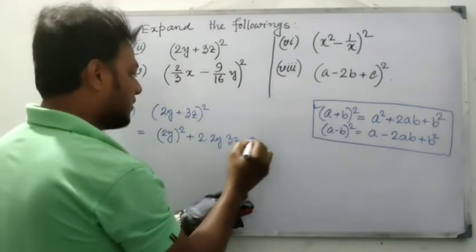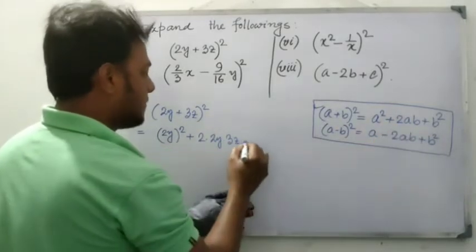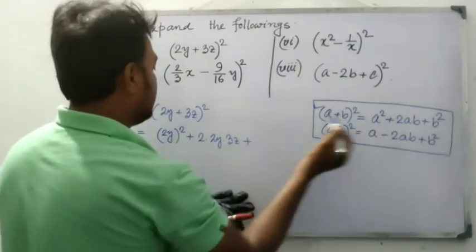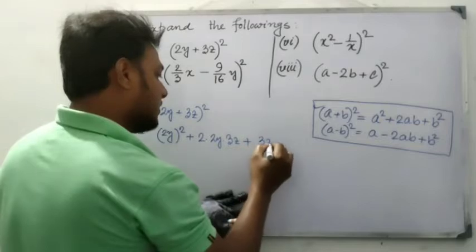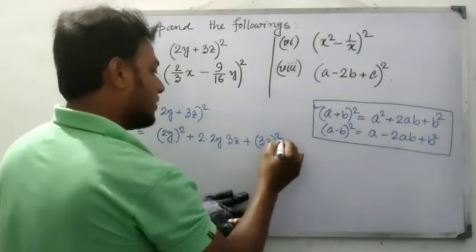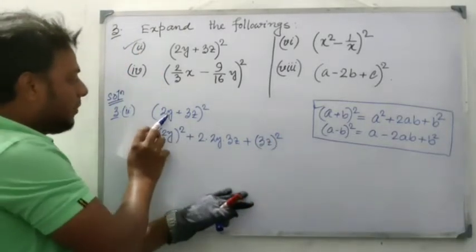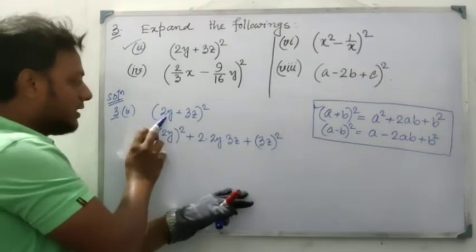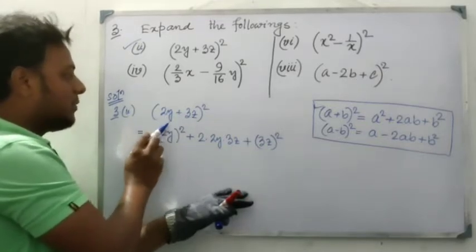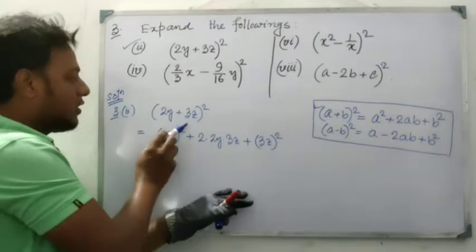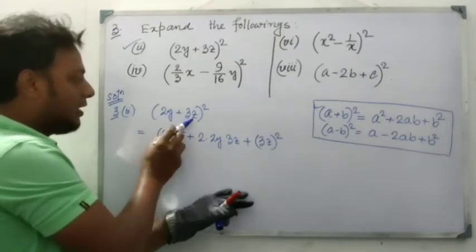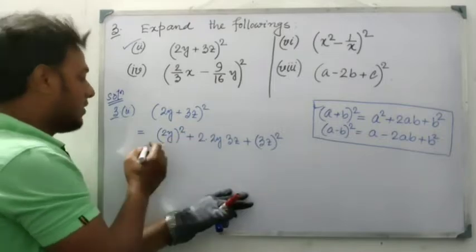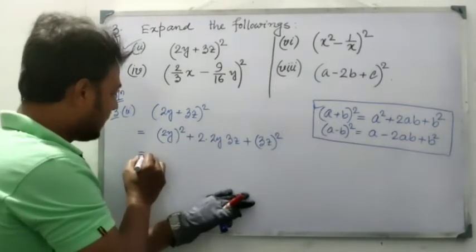Next plus b square. b square means the second one squared. Here the second one is 3z, so plus (3z) square. Now see, if we consider this as a and this as b, then (a plus b) whole square means a square plus 2ab plus b square. Now simplify it.